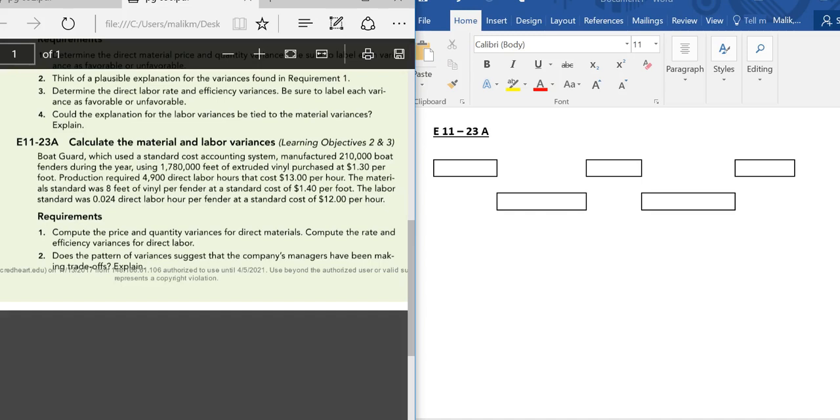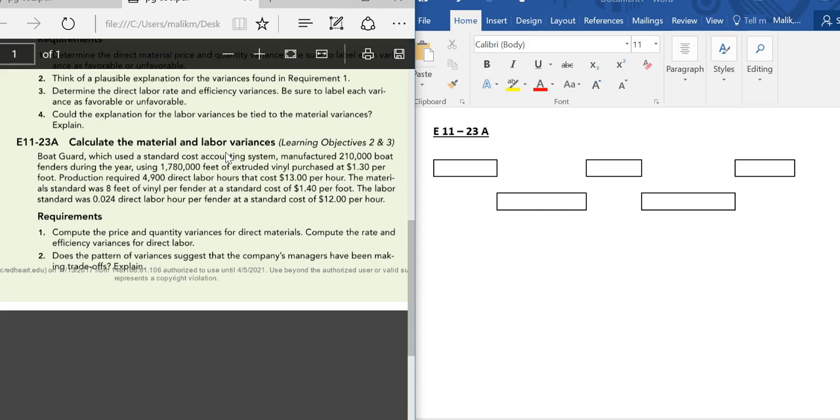Now we will solve a problem from chapter 11. The first problem we are going to do today is E1123A. And this problem is asking to calculate the material and labor variance. Remember, for direct material, we will calculate the direct material price variance and direct material quantity variance. And for the labor part, we will calculate the direct labor rate variance and direct labor efficiency variance.